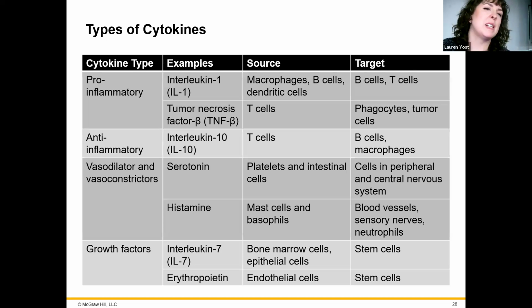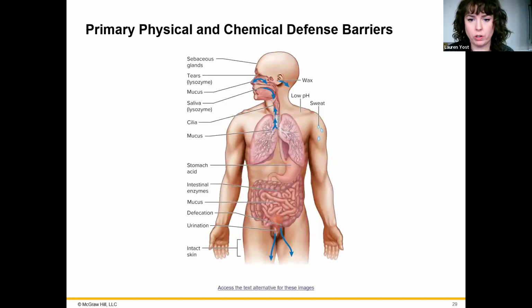All right, these are some examples of those cytokines, those signal molecules. You may have heard of some of them, like interleukin or tumor necrosis factor. I'm sure you've heard of the vasodilators and constrictors involved in the inflammatory response, serotonin and histamine. Anyways, I don't need you to memorize these. I'm just bringing them up so you've heard the terms and they're not alien terms anymore. We're going to start in now by breaking down the barriers themselves.